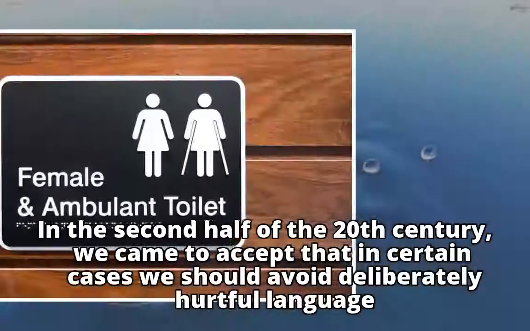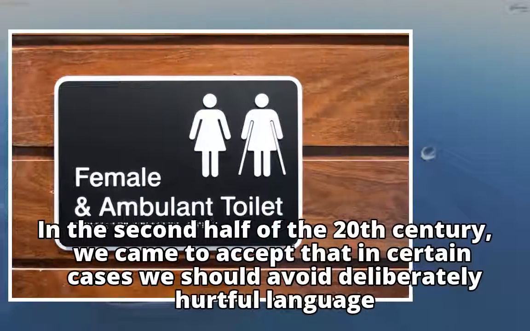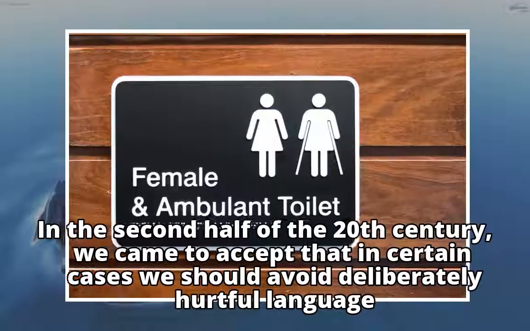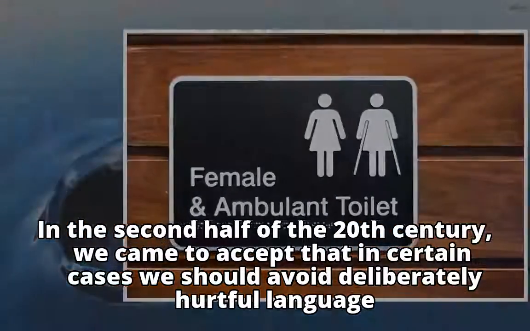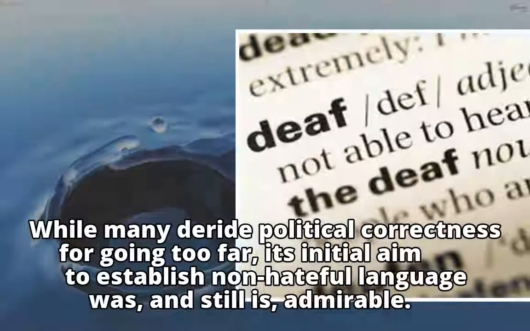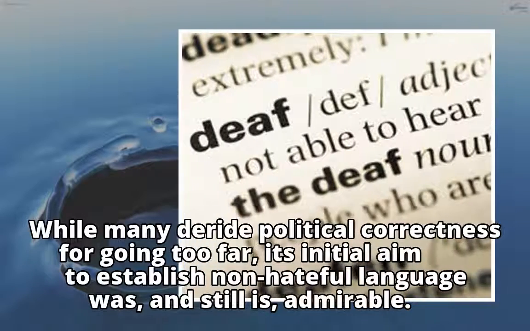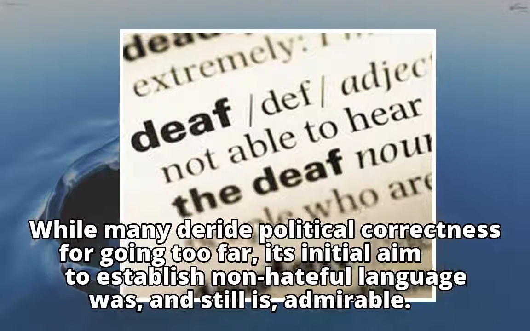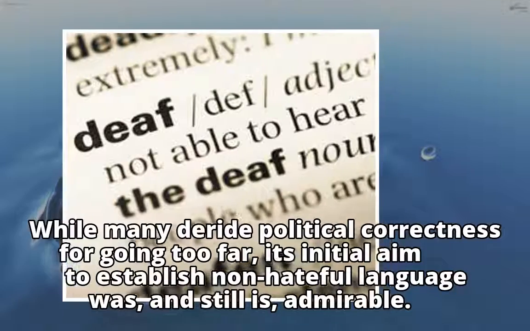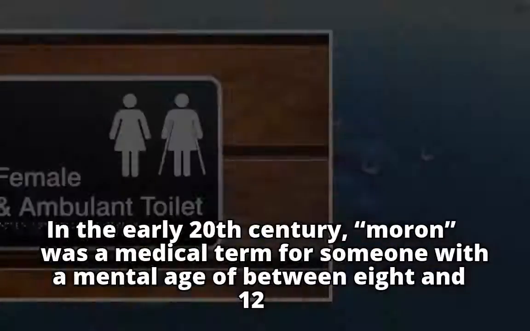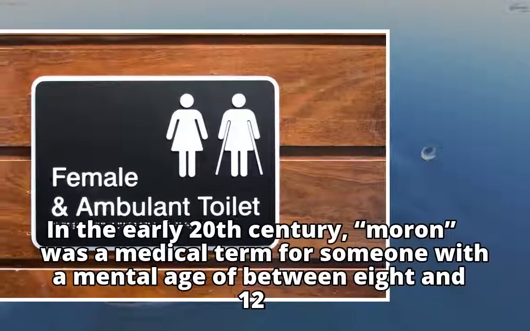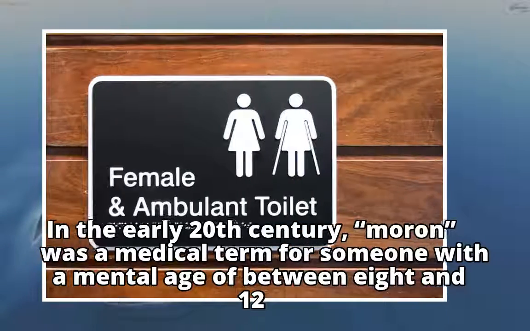In the second half of the 20th century, we came to accept that in certain cases we should avoid deliberately hurtful language. While many deride political correctness for going too far, its initial aim to establish non-hateful language was, and still is, admirable. In the early 20th century, moron was a medical term for someone with a mental age of between 8 and 12.